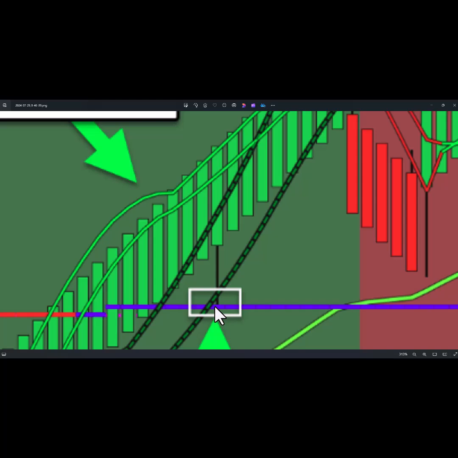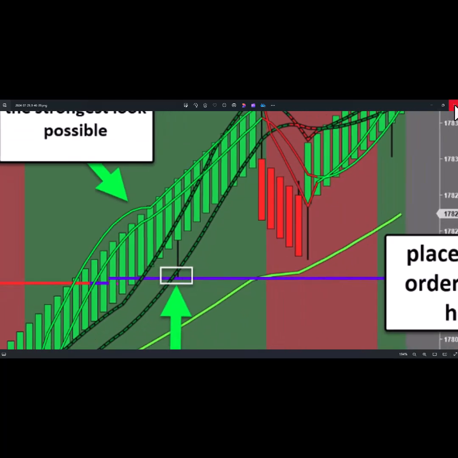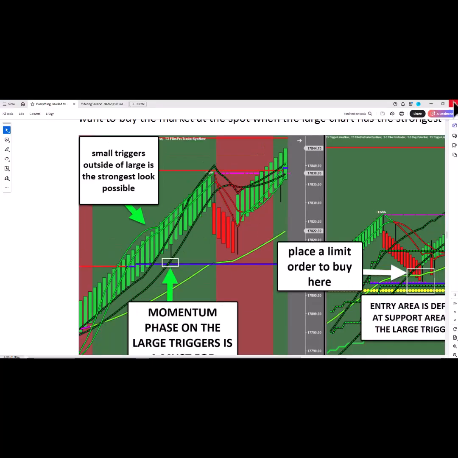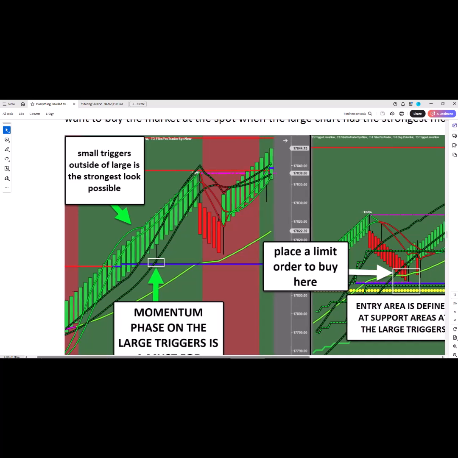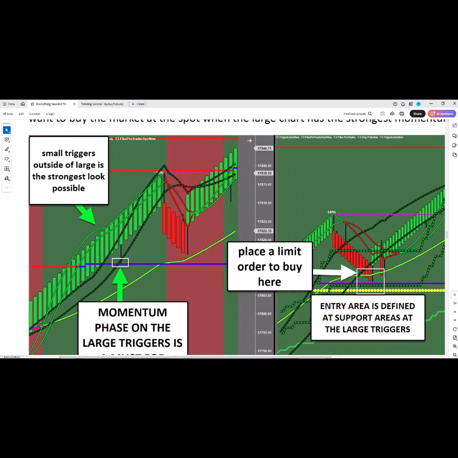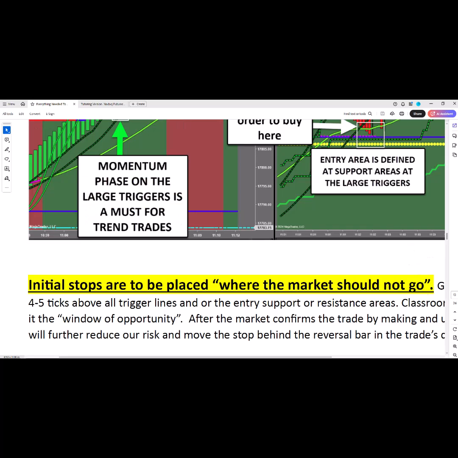So if it's on a small chart, it's a momentum trade. And if it's on a large chart, it's a trend trade. And you just have to wait for the small chart areas. So I want you to think about something. Every trade you do is a momentum trade, except for one, if you do high volume area trades.